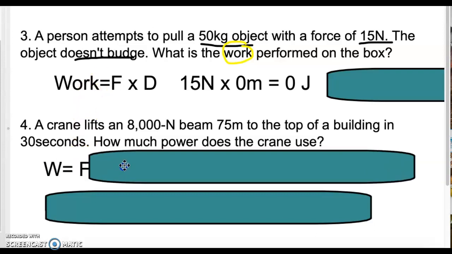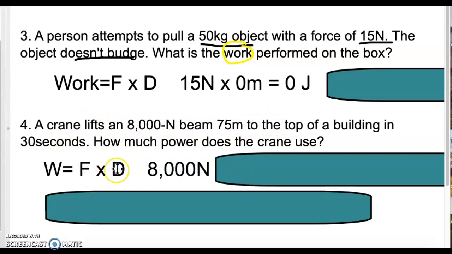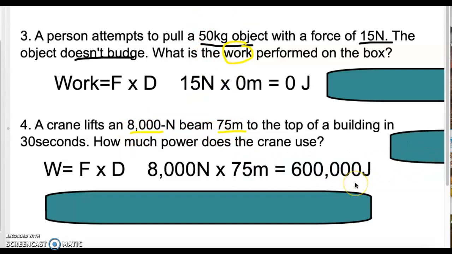So again, work equals force times distance. So our force number would be a number that has newtons behind it. So that would be 8,000 newtons. And then our distance. So we need a distance unit. So that would be 75. So we have our force and our distance. So we multiply them together, and you should get 600,000 joules.